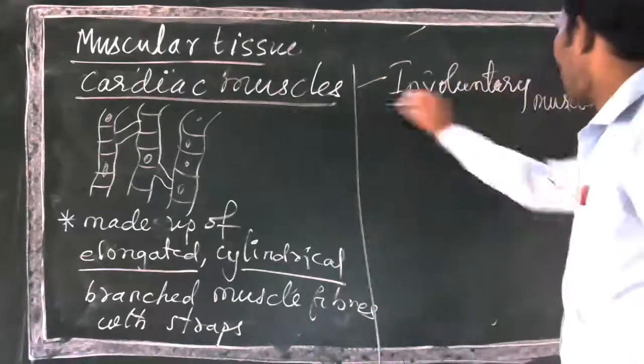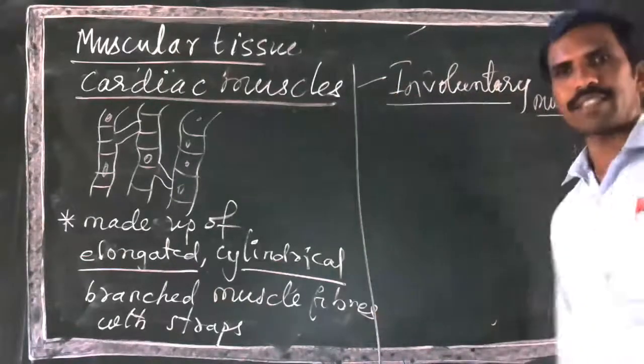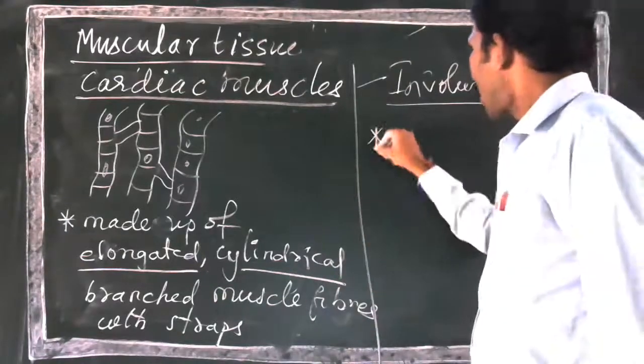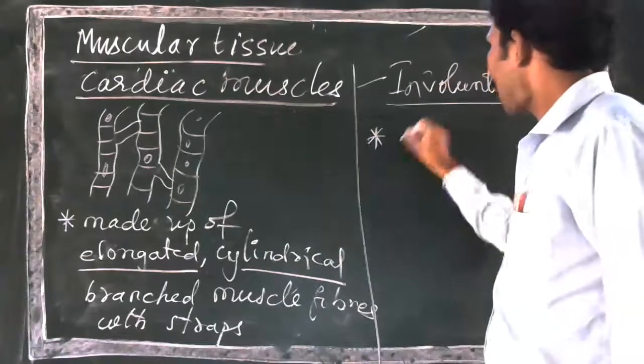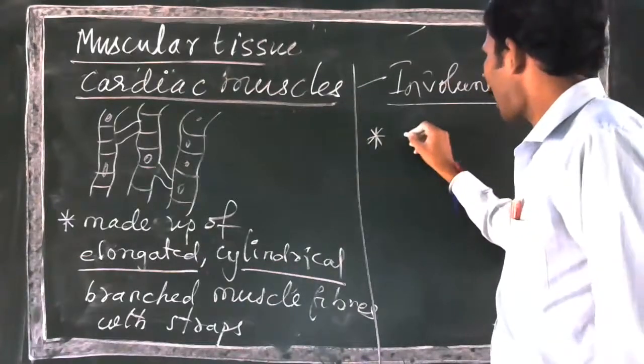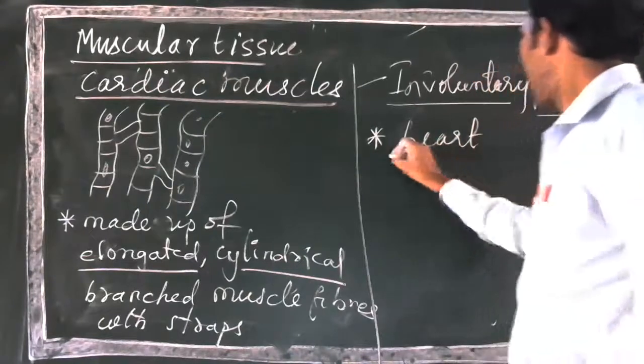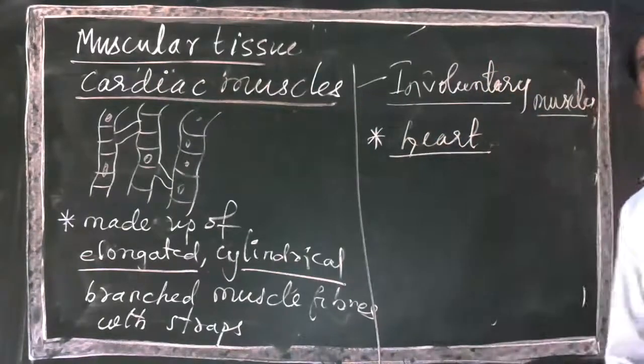So I told you it controls all the involuntary activities. For example, cardiac muscles are present especially in the heart. They are present only in the heart.